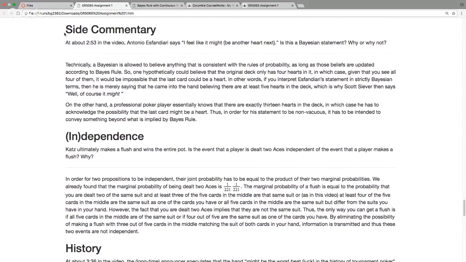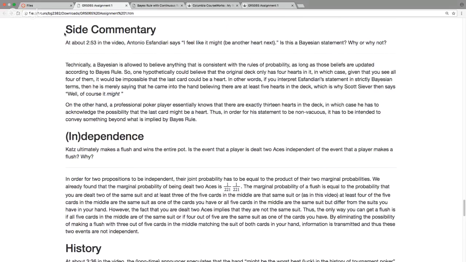Technically from the Bayesian point of view, you can come in with any set of beliefs. Like this deck could be not a real deck. It might only have 4 hearts in it, in which case it would be impossible that the last card would be a heart, even though you're updating your beliefs as you see more and more cards. But a professional poker player knows that there's exactly 13 hearts in a deck, in which case Scott Seiver says, it might be a heart that comes off last.